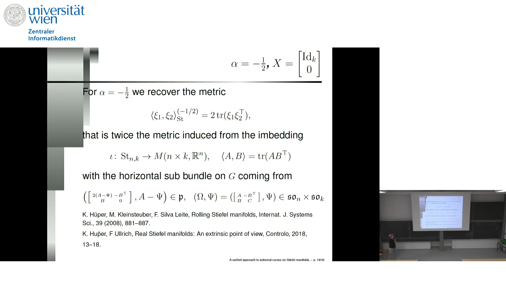So in spite of the fact that it was defined through the action of that group, if alpha is equal to that parameter, then this bi-invariant metric on the horizontal distribution actually coincides with, and defines, the metric on the Stiefel manifold that coincides with the embedding metric. So it was used, for example, in these papers.